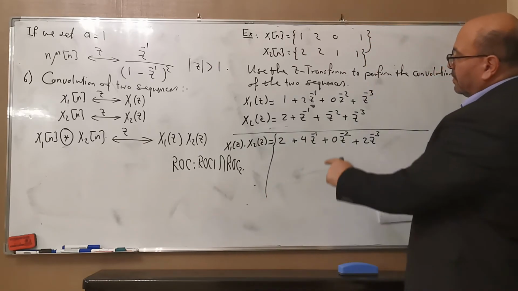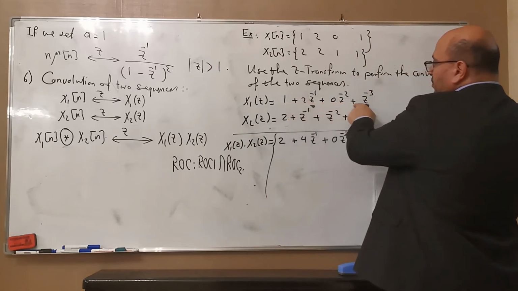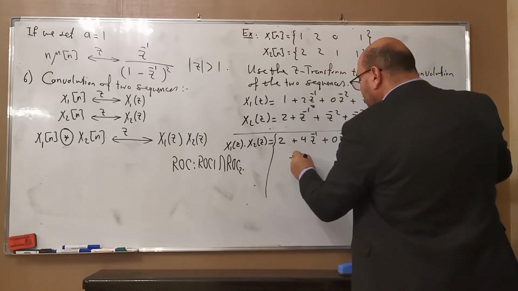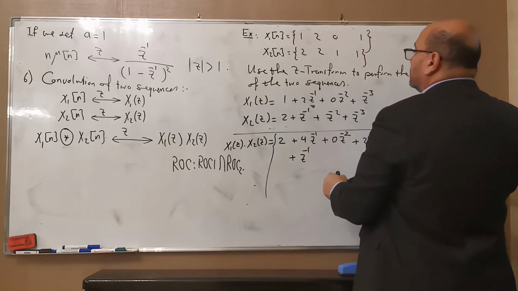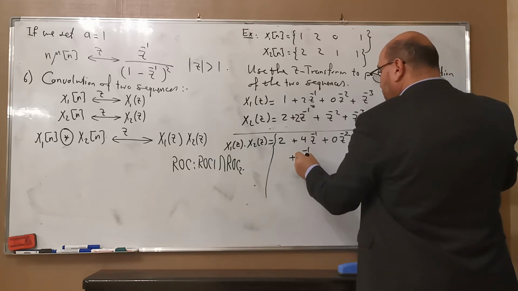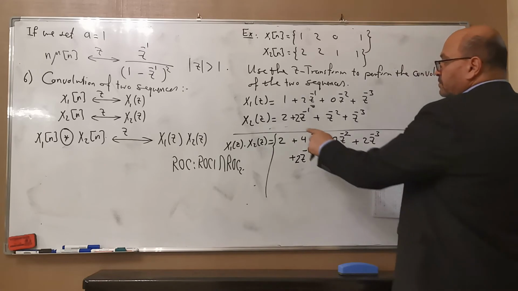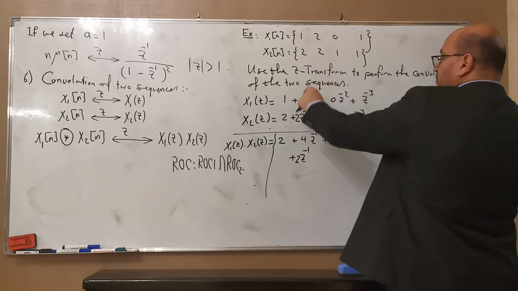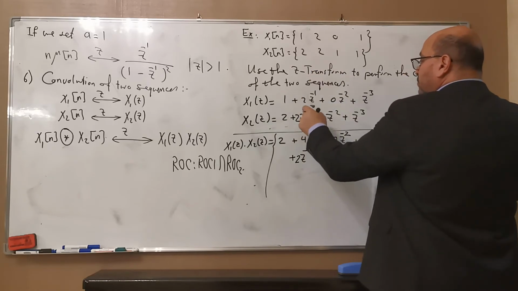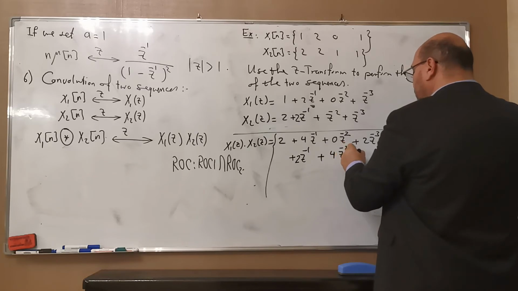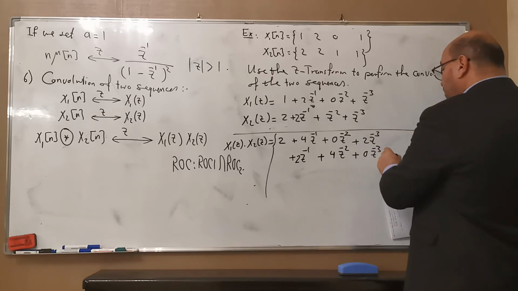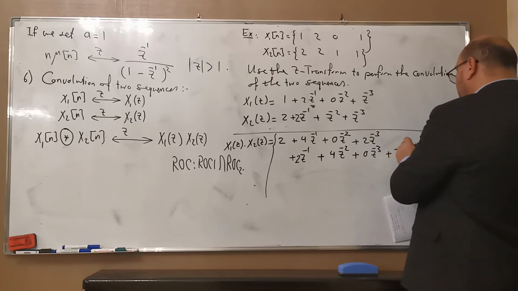Now the second element, I'm going to multiply it by the whole polynomial. Z inverse times x2 of Z, sorry, this is 2Z inverse. Yeah, I'm sorry about this. This is 2Z inverse plus 4 Z to the minus 2 plus 0 Z to the minus 3 plus 2 Z to the minus 4.